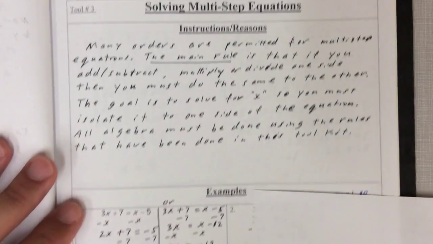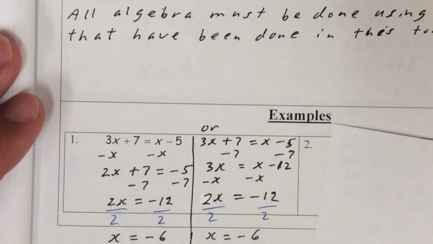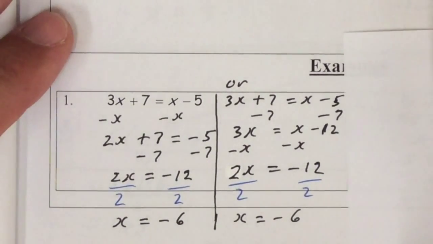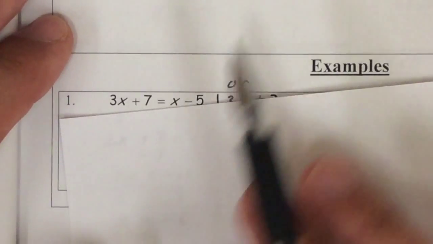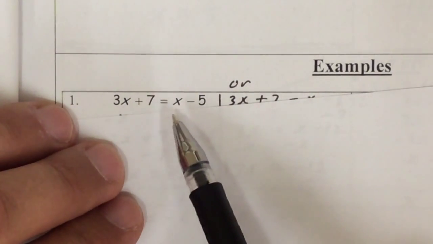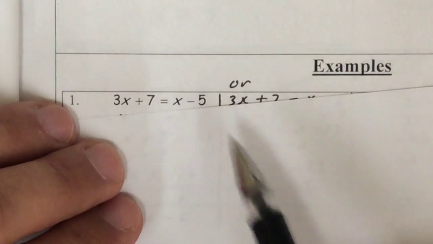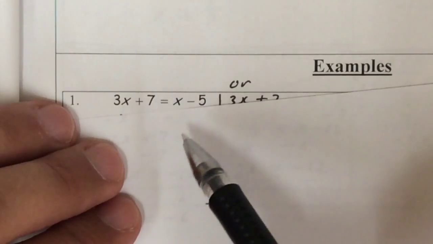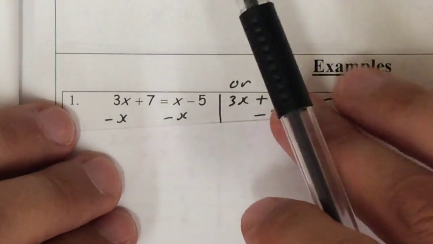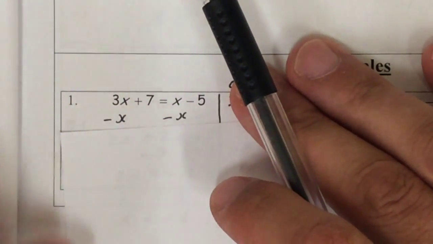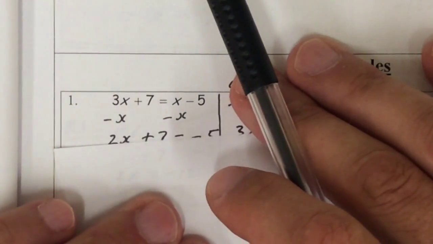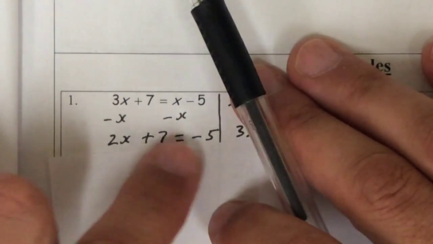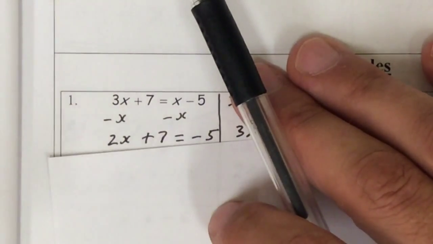We're going to jump right into an example here. Expand the screen here so it's easier to see. Let's look at example 1. We want to solve 3x plus 7 equals x minus 5. Here we have x on both sides, so we want to get rid of it off one side. We can subtract that x away from that side. Subtract x from both sides and you get 2x, so 3x minus x is 2x plus 7 minus 5 on that side.